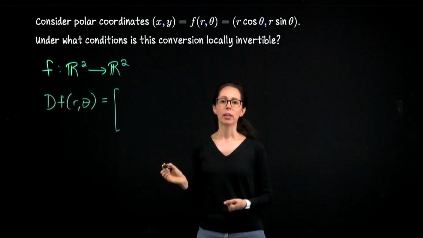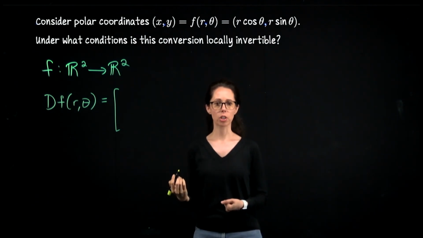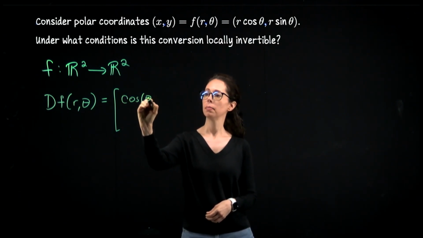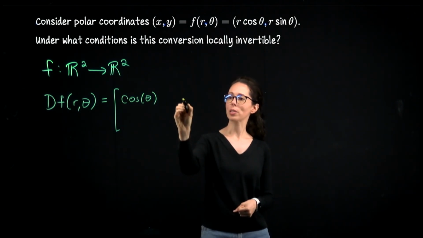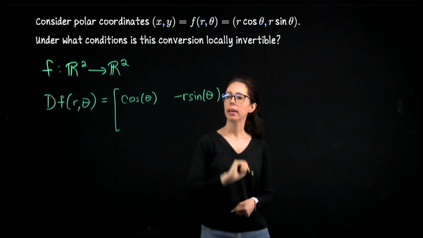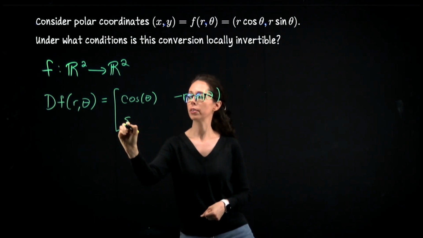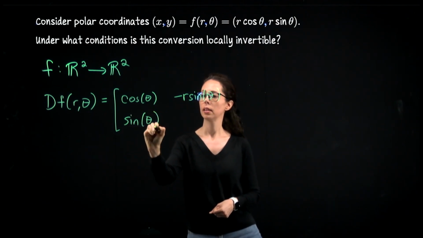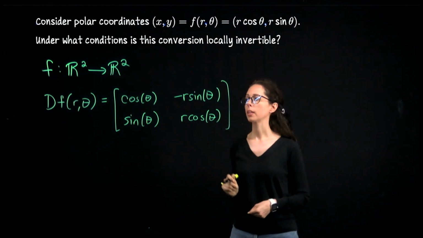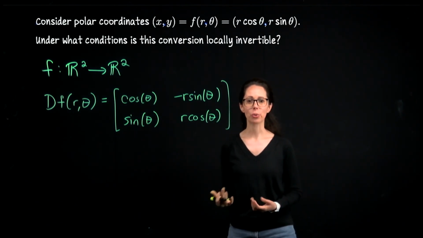The first row comes from taking the first coordinate function, that's r cosine theta, and differentiating first with respect to r, and then for the other entry with respect to theta. And then take the second coordinate function, differentiate it with respect to r, and then with respect to theta. Okay, so that's our 2 by 2 Jacobian matrix.